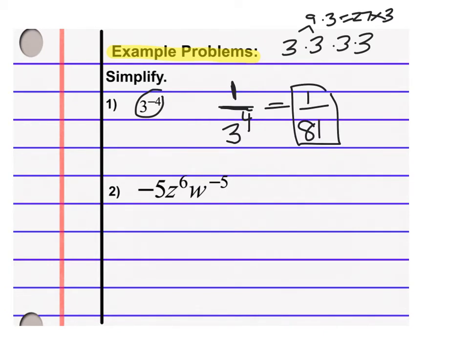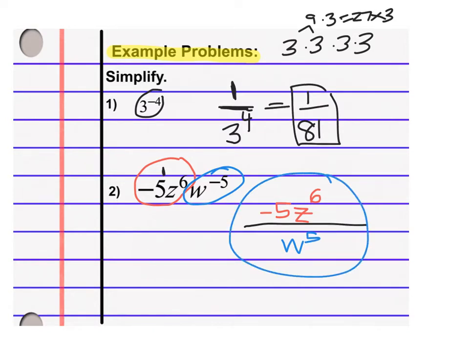All right, for number 2, I'm going to make my fraction. Now, the positive stuff, just remember this negative 5, that's not an exponent. The invisible exponent on it is a positive 1. So these 2 parts right here have positive exponents, so they are going to stay on the top. A lot of people move the negative 5 to the bottom, but it's not a negative exponent. Right here, this is my negative exponent. That is my problem. I don't want negative exponents, so I'm going to move it to the bottom of the fraction and make it positive. And that is my answer, negative 5 z to the 6th divided by w to the 5th.